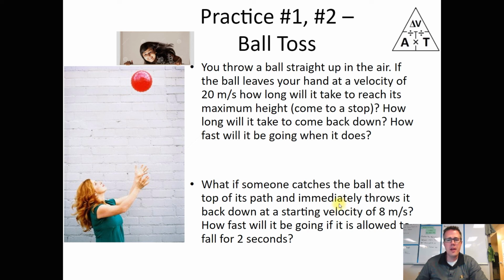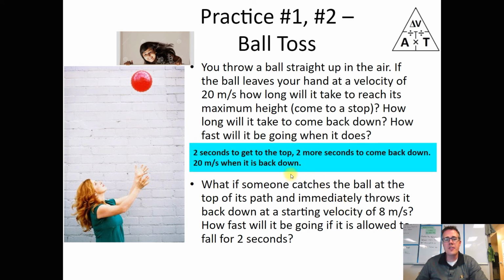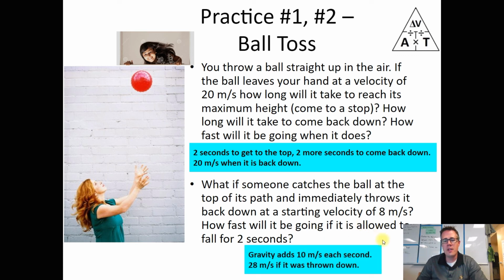So the ball thrown straight up into the air leaves your hand at a velocity of 20. It's going to take 2 seconds to get to the top because velocity is going to be reduced by 10 every single second it goes up into the air. If somebody catches it at the top and chucks it down at you at 8 meters per second, that means that it's coming down now with the help of gravity, but it had a starting velocity of 8. Well, acceleration of gravity is going to add 10 to that every single second. So it's going to come down at a velocity of 28 meters per second. 10 for each second, that's what gravity put on there, and then the original 8 that the person at the top gave it.